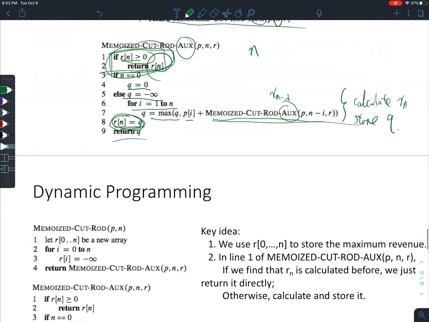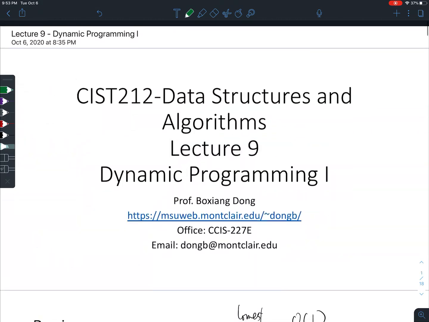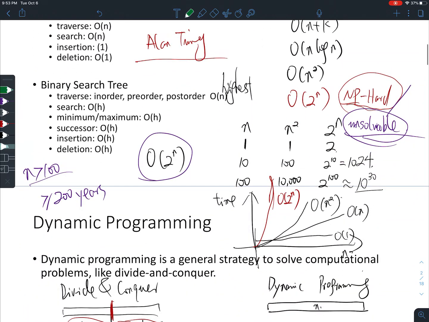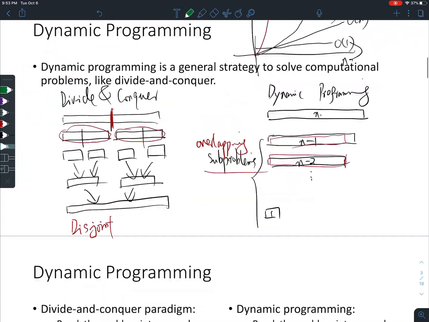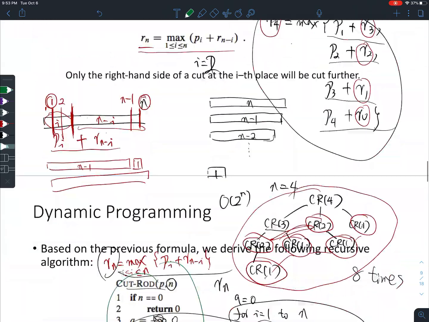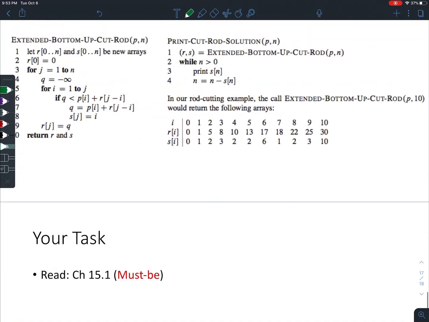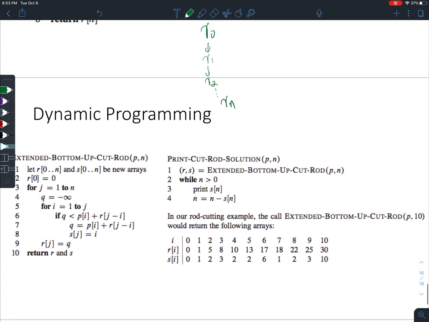Okay, so here also from the n squared time complexity, you can see that with the help of dynamic programming, we reduce the complexity from NP-hard, or mission impossible, to n squared. And this is a big improvement.